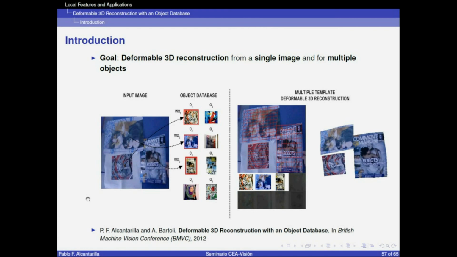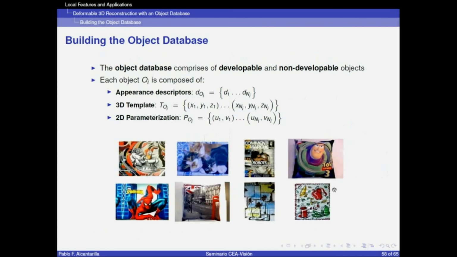The goal here is that we have an object database composed of a set of different objects, and for each object we store some geometric and some appearance information, and we have an input image. We want to detect some objects from the database in that input image. Once we have detected the objects and we have the registration between our input image and the objects in our database, we can perform the deformable 3D reconstruction.